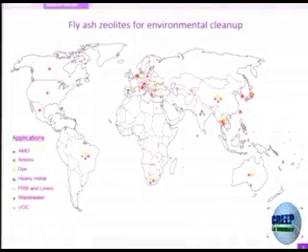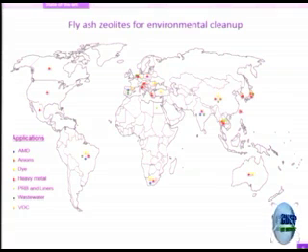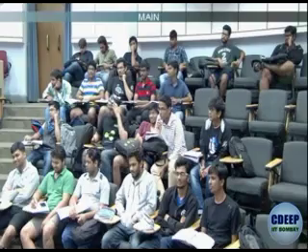This is a map which shows the various uses of fly ash based zeolites. You can see AMD, acid mine drainage applications, then it can be used for removal of anions. Can you name some of the harmful anions which are not desired, maybe in water? Sulfates, chlorides, phosphates, nitrates. So these are all found in the wastewater, and you can use these zeolites for cleaning.